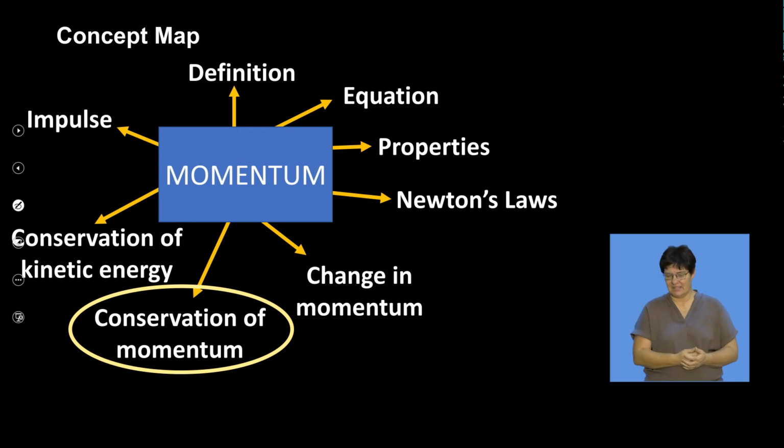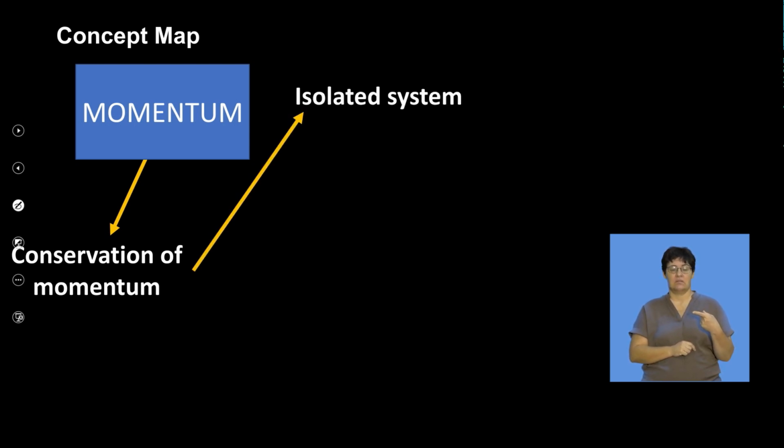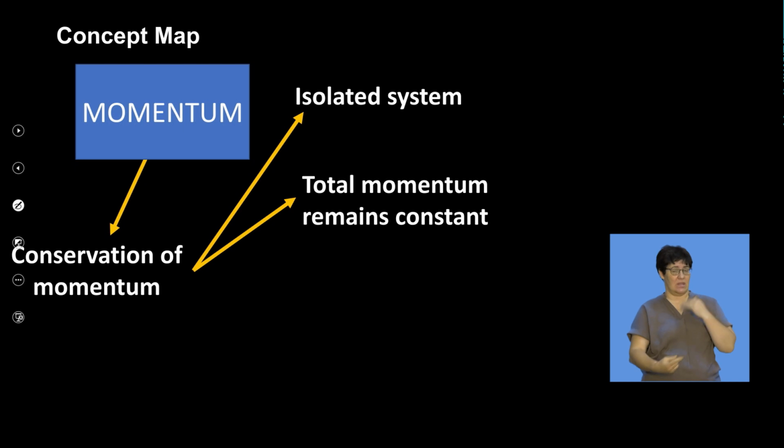Now, let's look at conservation of momentum. First of all, we need to define what an isolated system is, okay, because it only happens in an isolated system. We then need to talk about what we mean when total momentum remains constant.